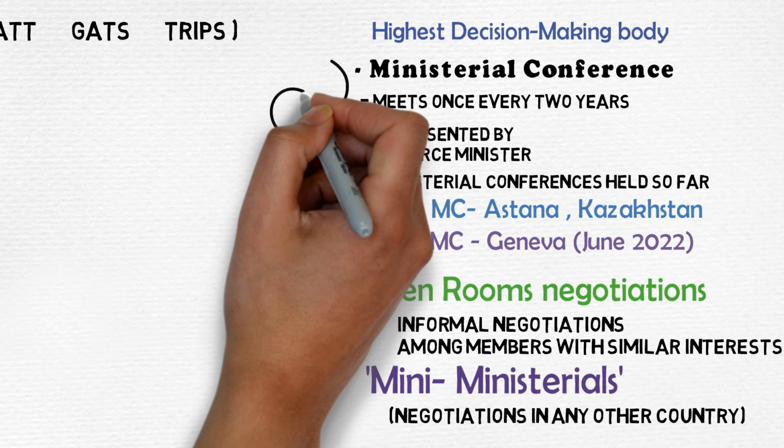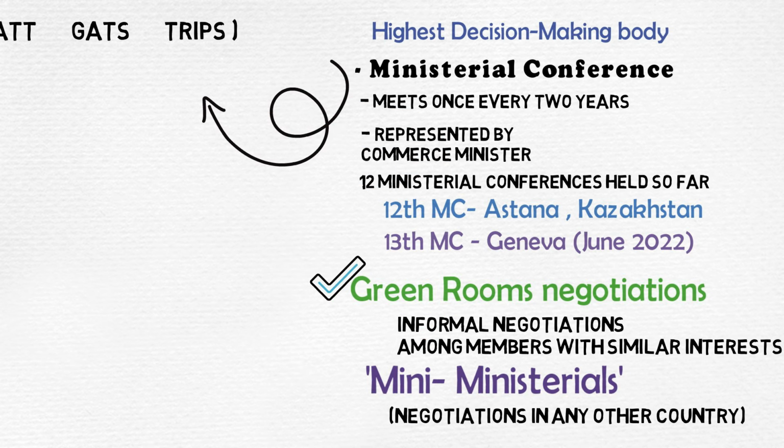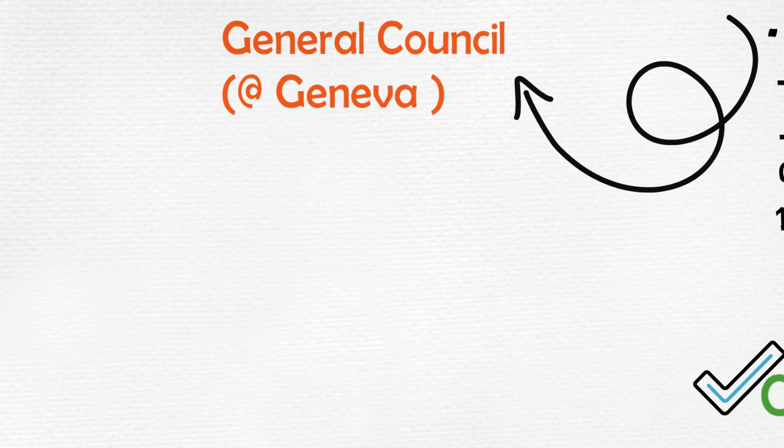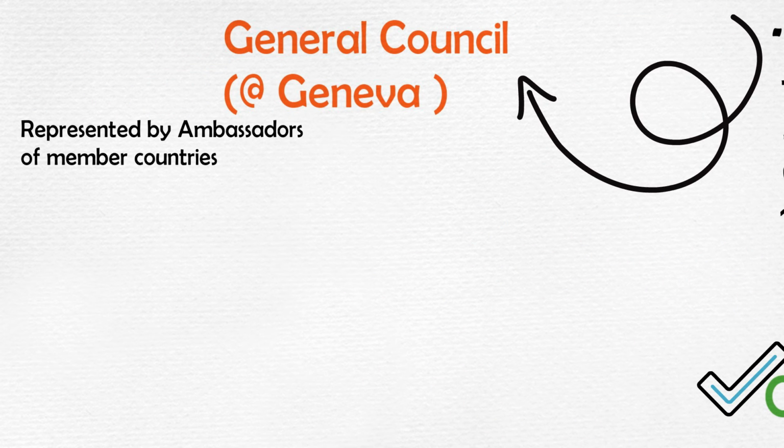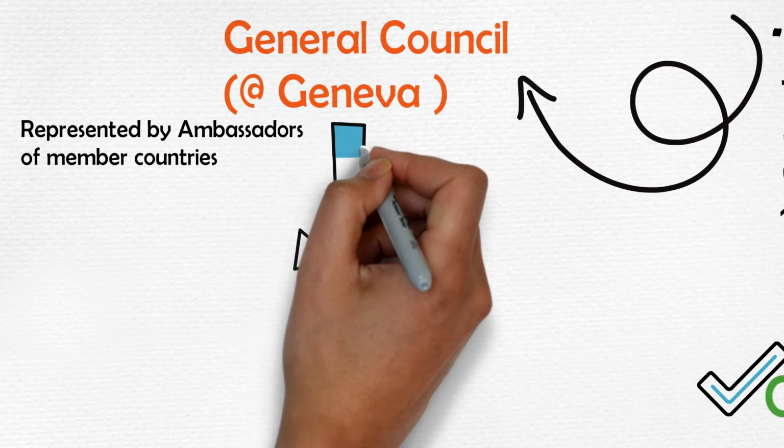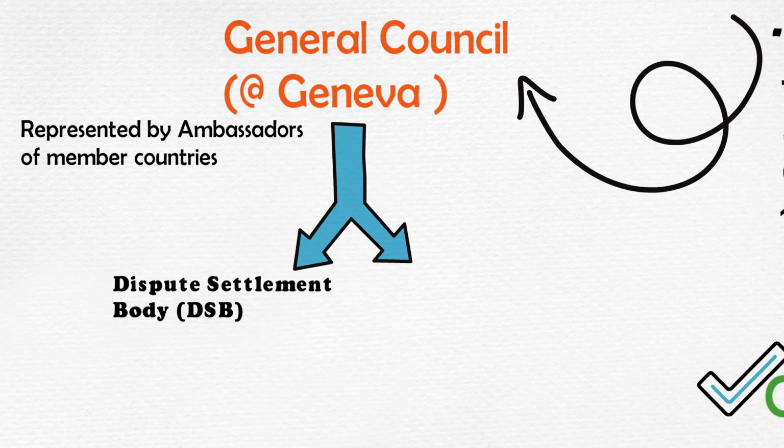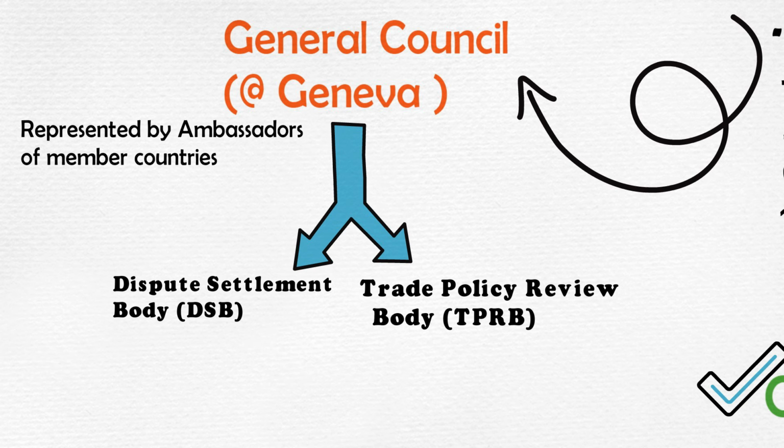Now once the decisions are made at ministerial conferences, they are carried out by the General Council seated in Geneva. It is usually represented by ambassadors of foreign service. The General Council also works as the WTO's dispute settlement body for resolution of disputes and as trade policy review body to review trade policies of the member countries.